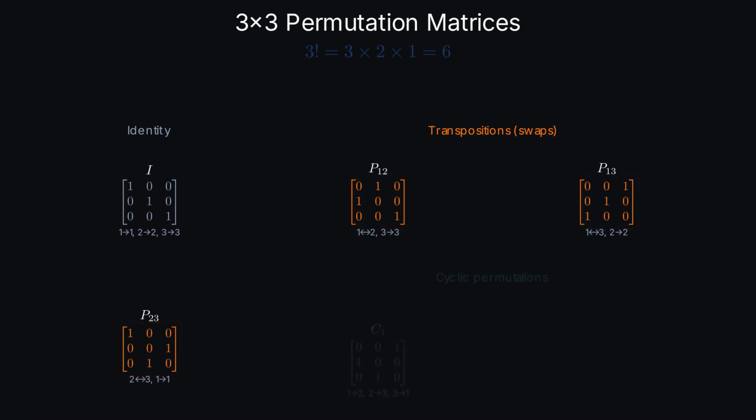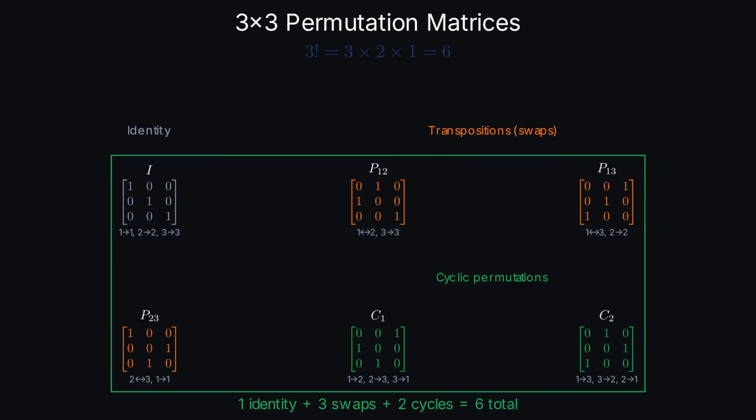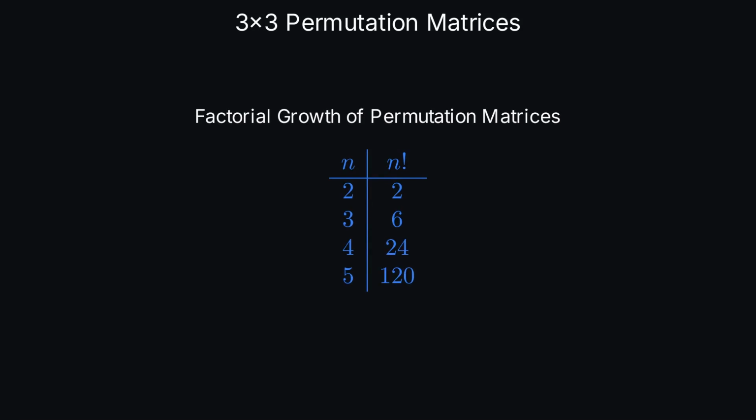Finally, there are 2 cyclic permutations. The first sends row 1 to position 2, row 2 to position 3, and row 3 to position 1. The second reverses that cycle, sending row 1 to position 3, row 3 to position 2, and row 2 to position 1. That accounts for all 6. For a 4 by 4 matrix, 4 factorial gives 24 permutation matrices. For 5 by 5, 5 factorial gives 120. The growth is rapid. These matrices form a closed family.